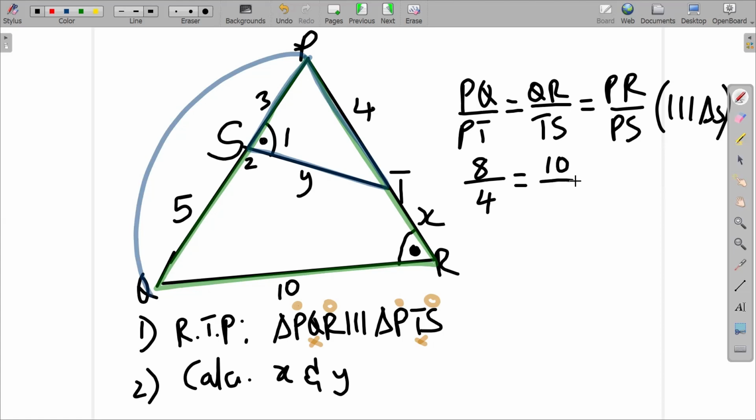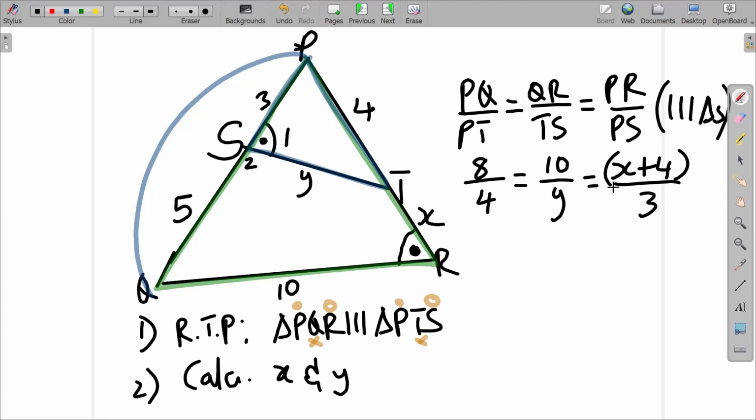And TS, or ST, is my unknown, that is Y. PR, the very interesting one, is X plus 4. And then lastly, PS is 3. Putting brackets there will be quite helpful. We know the 3 equations that are going to come out of this by now. So I'll take the first equation and solve for Y.